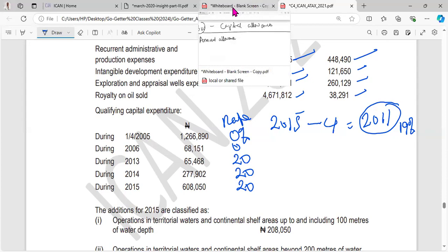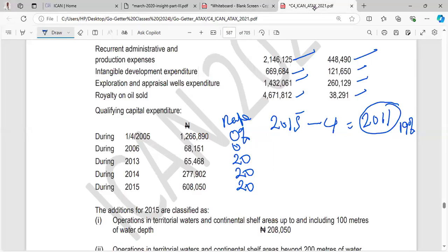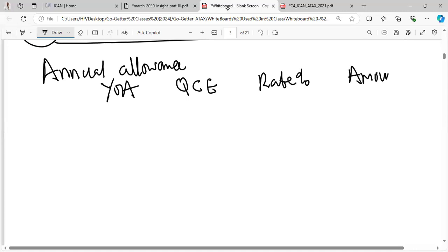So you can come and put, you can say year of assessment. Okay, you can do it this way. Year of assessment, qualifying capital expenditure, rate, amount. So you can do it that way.